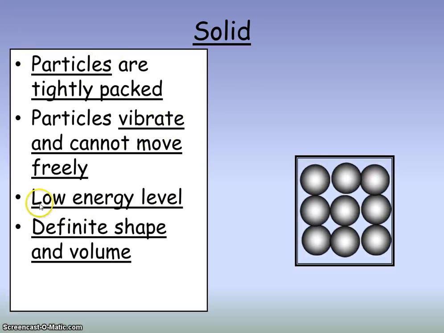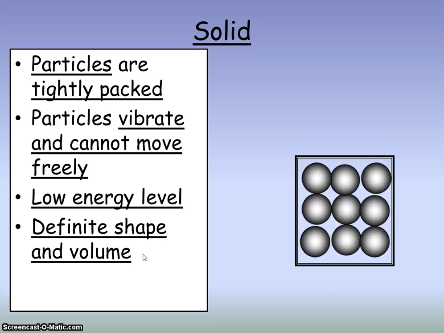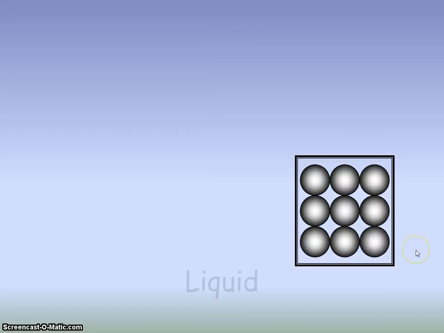It doesn't have a lot of energy. It's got low energy, just a little bit of vibration, so it cannot move freely because of that low energy level. And because it's not moving freely, its particles are tightly packed, it has a definite shape and a definite volume. You wouldn't expect a brick of wood to suddenly change shape because it has that specific shape. And the volume's not going to change. It takes up the same amount of space no matter what. That is solid particles. So now you know more about that state of matter.